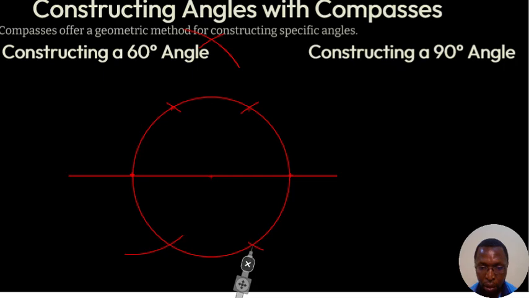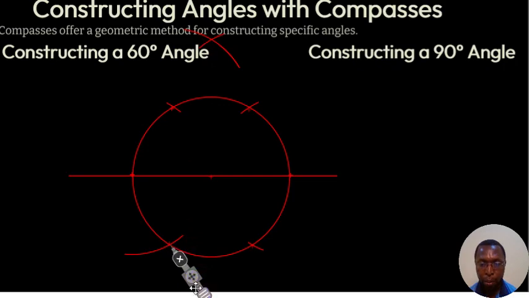Okay, I'll make an arc here. Then I'll move my compass here again, and then I'll make another arc. Okay, before I do that, I need to move it there, and then I can now make my arc down the same way I made the arc here.